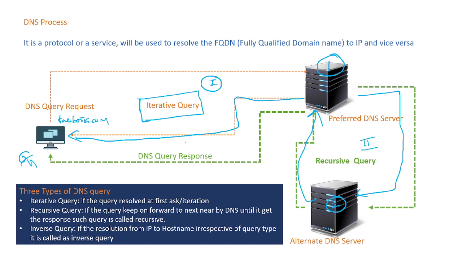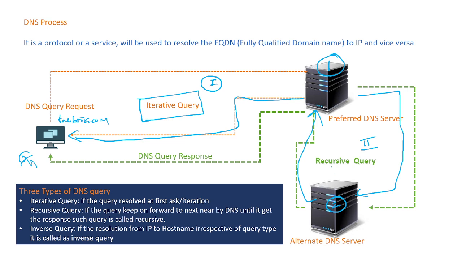Since the queries keep on reoccurring, I am asking this preferred DNS server, and the preferred DNS server is forwarding the query to the next DNS server. Means here the query is reoccurring. Correct? Not only this time, 5, 10 times also it keeps on reoccurring. So I'm asking you, do you know the IP address? And you are asking your friend, and he is asking his friend. Like that, the queries keep on reoccurring. Such kind of processes, we call them recursive queries, because the query is reoccurring.